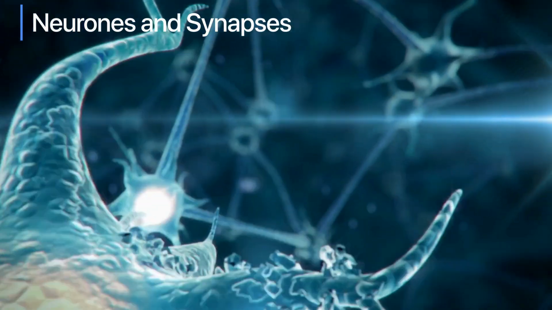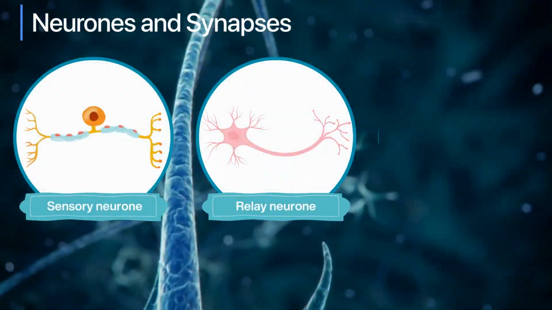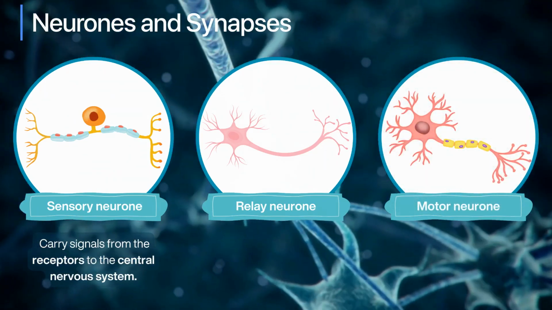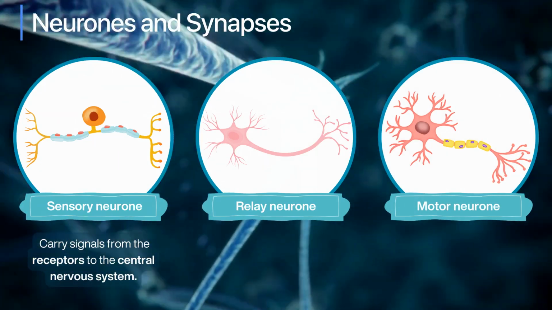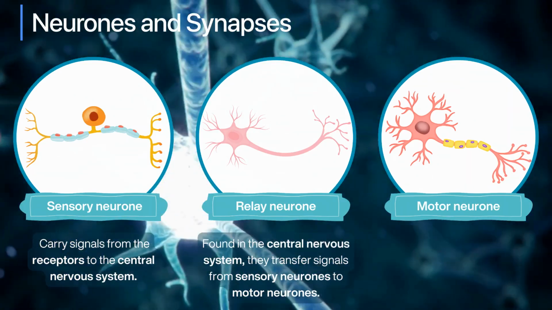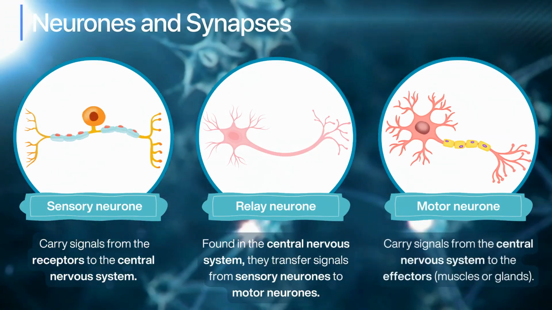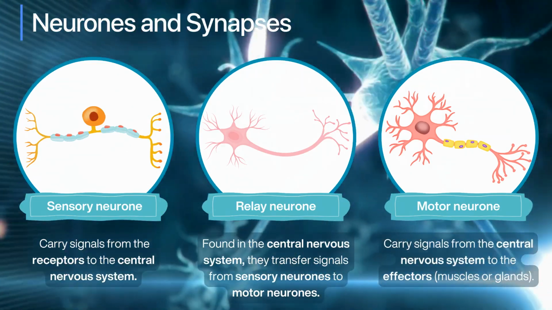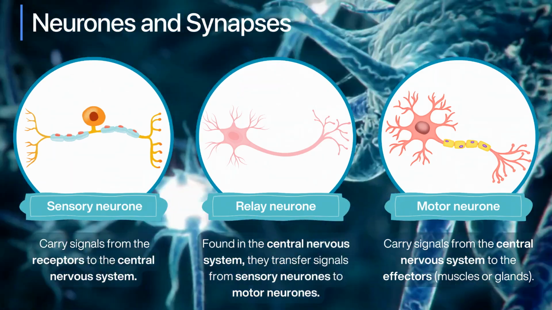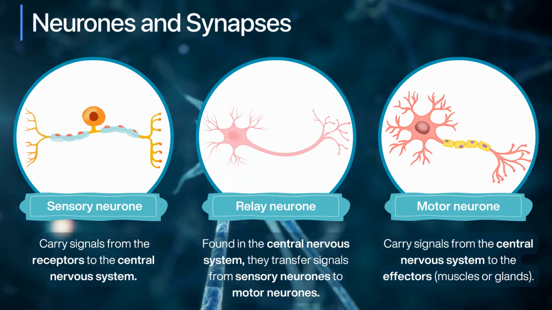There are three main types of neurons involved in a reflex arc: sensory neurons, relay neurons, and motor neurons. Sensory neurons carry signals from the receptors to the central nervous system. Relay neurons are found in the central nervous system. They transfer signals from sensory neurons to motor neurons. Motor neurons carry signals from the central nervous system to the effectors, such as muscles or glands, which then carry out a response. For example, your hand muscles contracting to move away from the hot stove, or a gland producing a chemical.